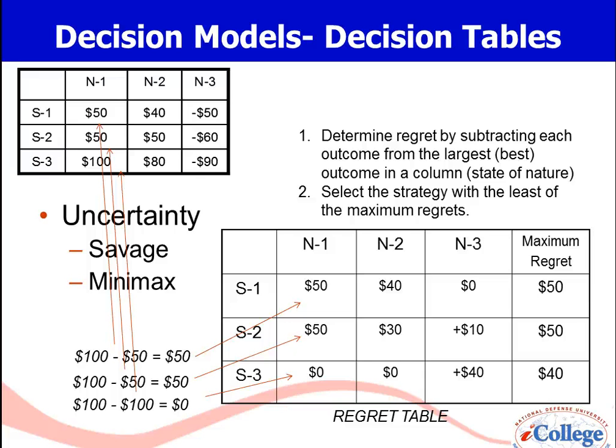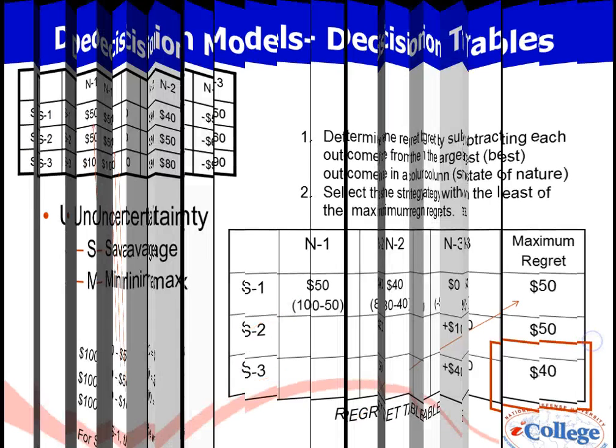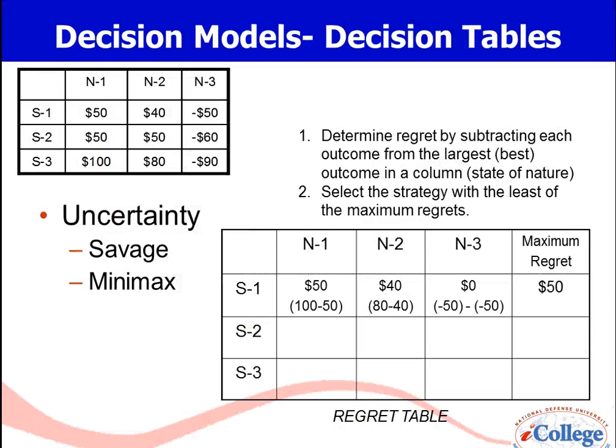And we're going to do this for each column and end up for each row, for each strategy, determining the maximum regret, which in this case is $50. And then we select the lowest of the maximum regrets, and in this case that suggests that S3 is the better strategy. So let's walk through that row by row.